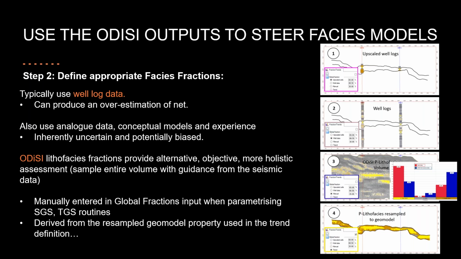And these do provide an additional means of control, but they also have large associated uncertainties, and we all know about the problem of cognitive bias and anchoring. So with ODiSI, an alternative way to control the target facies fraction is just use the probabilities that we generated from ODiSI volumes using the Blueback Investigator.